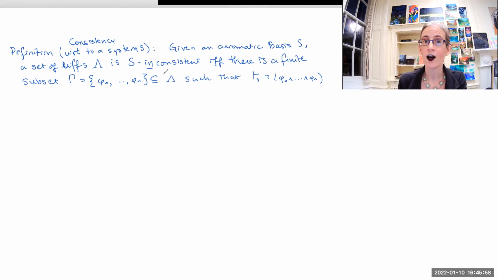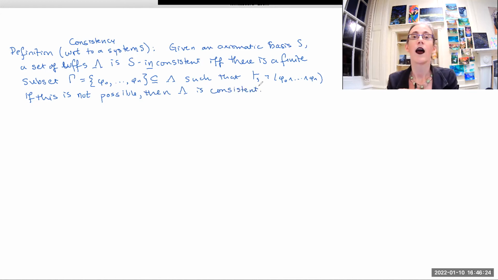Now, this is the definition of inconsistency, but what we want is consistency. Consistency just is the opposite. So if this is not possible, if there is no finite subset that you can prove the negation of the conjunction of, then lambda is consistent with respect to system S. A stronger system might make that set inconsistent. It could be that there is some sort of contradiction lurking in the system or in that set, but our system is just not strong enough to be able to prove it.